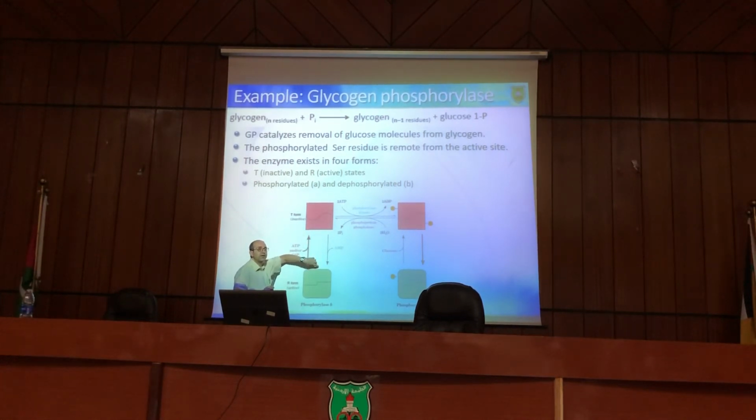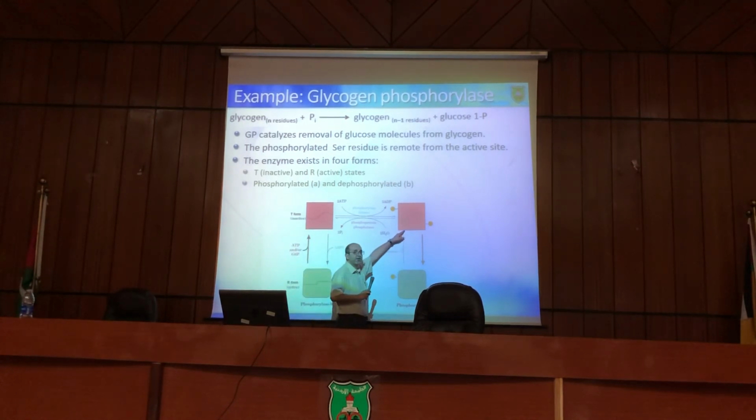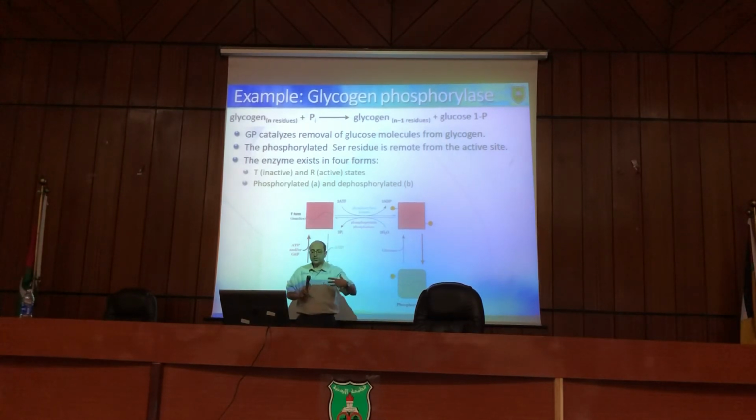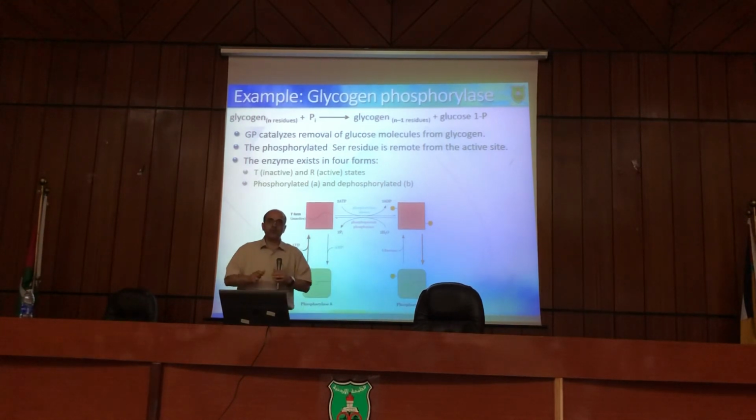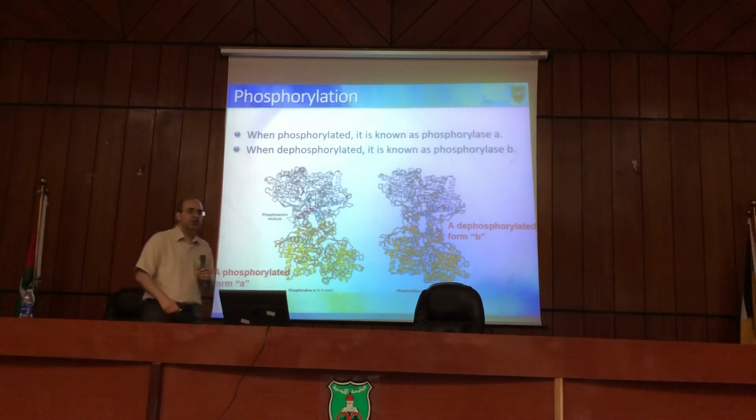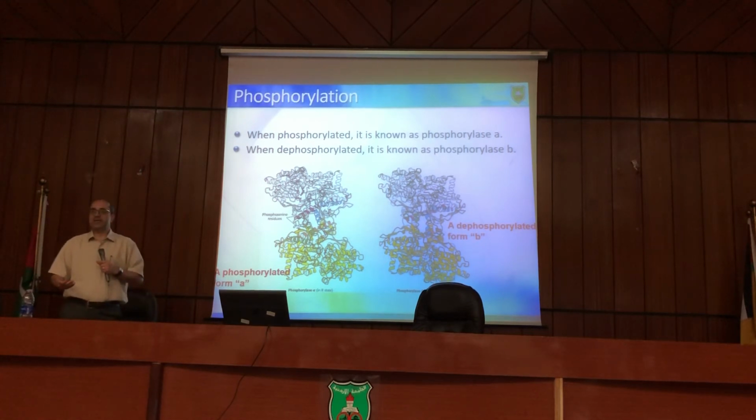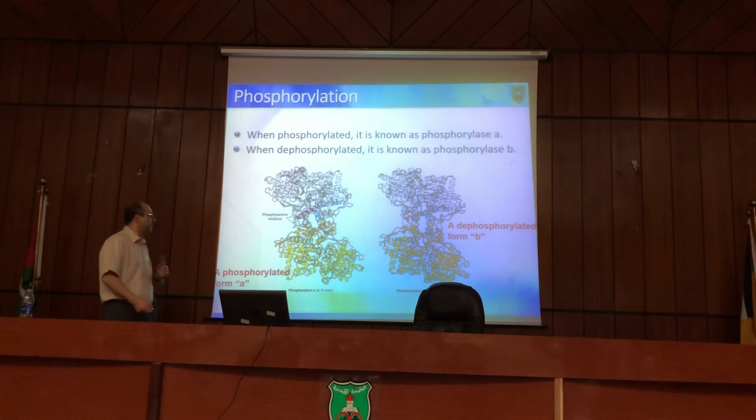When it is not phosphorylated, the equilibrium shifts more towards the T state. So what phosphorylation does is this right here. When it is phosphorylated, the equilibrium shifts to the R state. So phosphorylation makes the enzyme more likely to exist in the R state. Okay? But not necessarily. So in the 4 forms, related to phosphorylation, covalent modification, or structural modification, R and T. Now, when it's phosphorylated, it's known as phosphorylase A. When it's not phosphorylated, it is known as phosphorylase B.